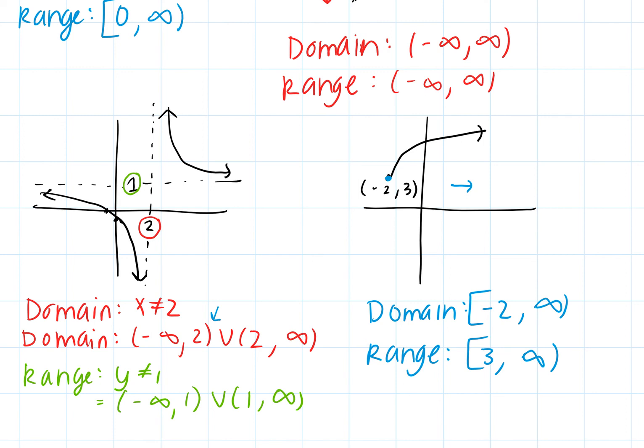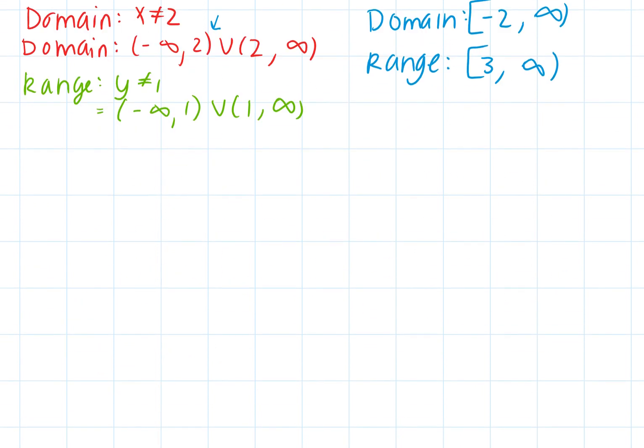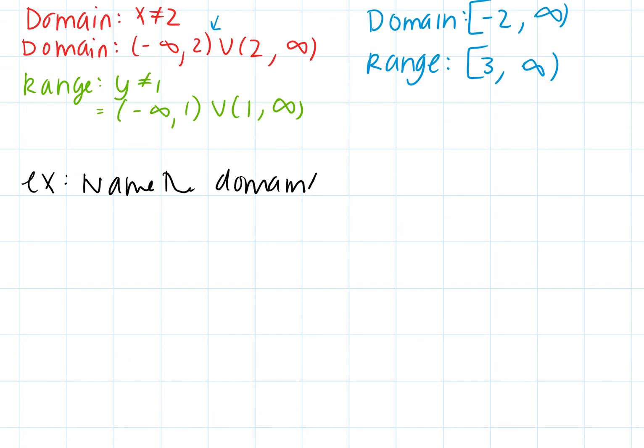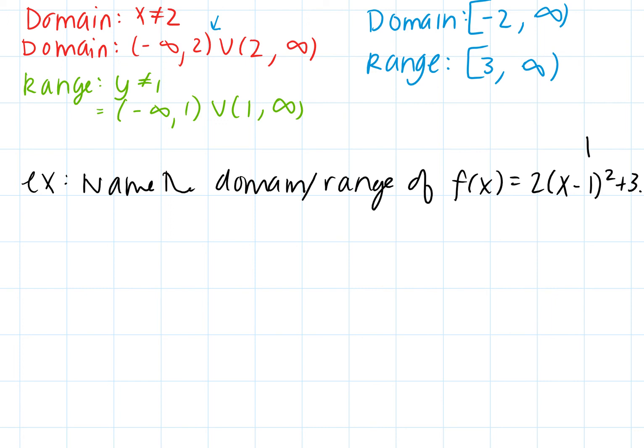Now, domain and range is easier, I think, in some ways to pick out when you have a graph, but what if you're doing it algebraically? So, for example, what if I ask you, name the domain and range of the function f of x equals 2 times the quantity x minus 1 squared plus 3. Well, you would have to know this is a quadratic function. You have to know that a quadratic function has the shape of a parabola, and you have to recognize that this parabola has a vertex at 1, 3.